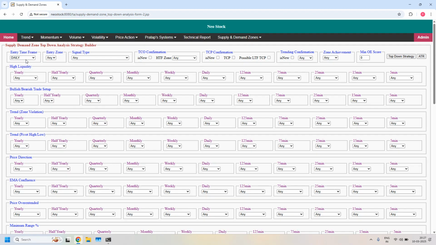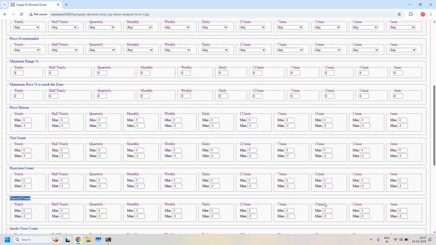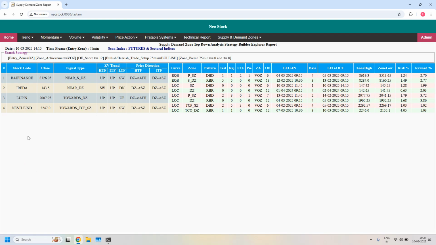Next, bullish trade setup for weekly income trade. Entry time frame 75 minutes. Entry is on a demand zone in the bullish or bearish trade setup at 75 minutes. Bullish, zone achievement VOZ, minimum order enhancer score 12. And the 75 minutes demand zone should not be pierced. So with these filters, we got 4 stocks. They are supporting the bullish trade setup for weekly income trade and the entry time frame zones are 75 minutes demand zones.